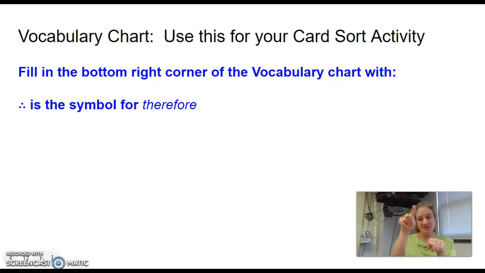If you see an upside down V, or like a little mountain, I don't know what you want to call that, that means or. And the last symbol that should be there is this one. So you're going to write this in that last box. The three dots making a triangle means therefore, okay? You're going to need to know this for the test. I'm not really going to stress about it, but you do need to know it. So I want it on there, and you're going to need it for your cards, okay?